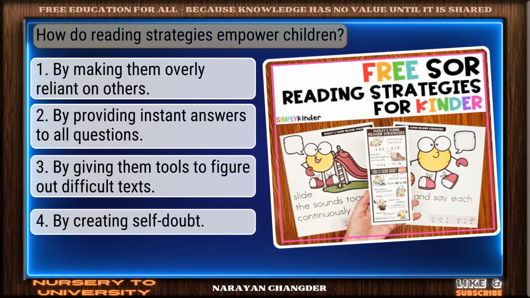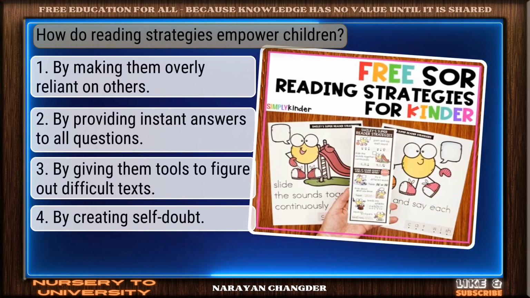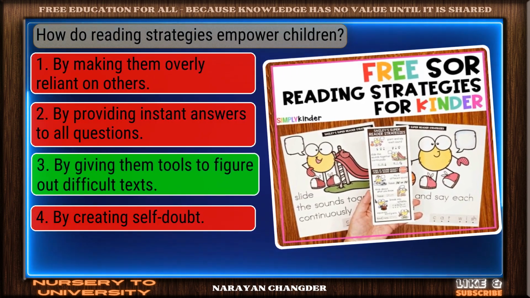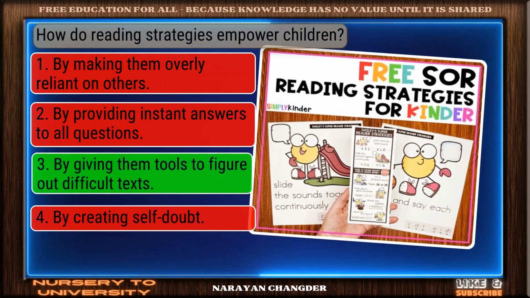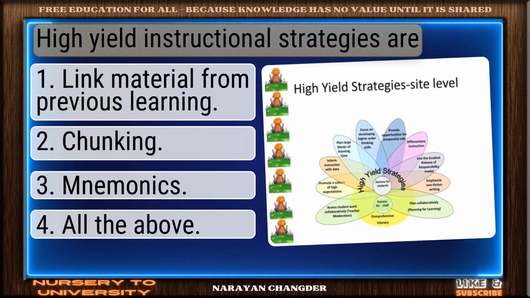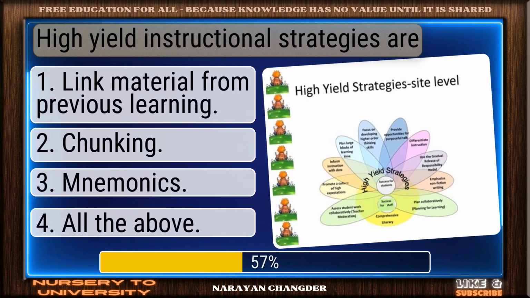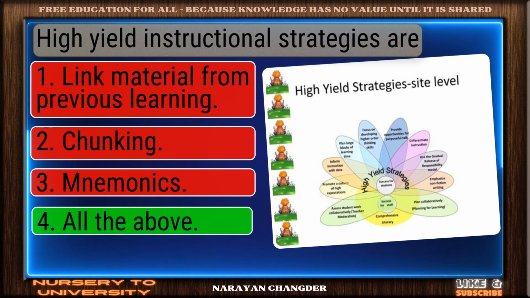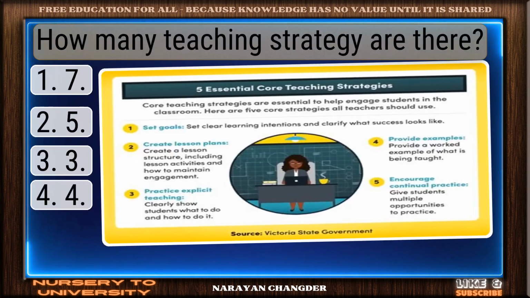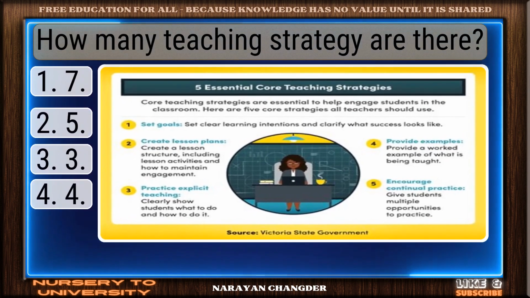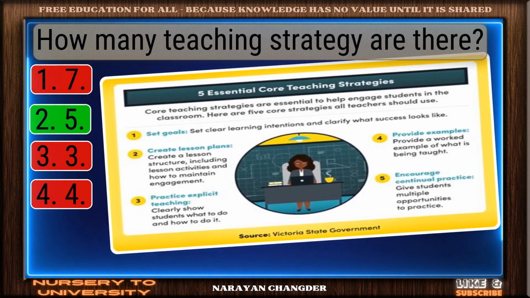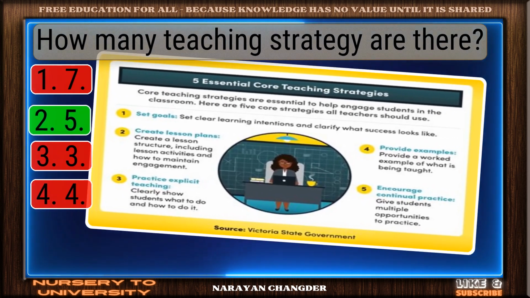How do reading strategies empower children? Smart pick. By giving them tools to figure out difficult texts is the correct choice. High-yield instructional strategies are. Excellent. All of the above is a brilliant choice. How many teaching strategies are there? On track. 5 is the correct answer.